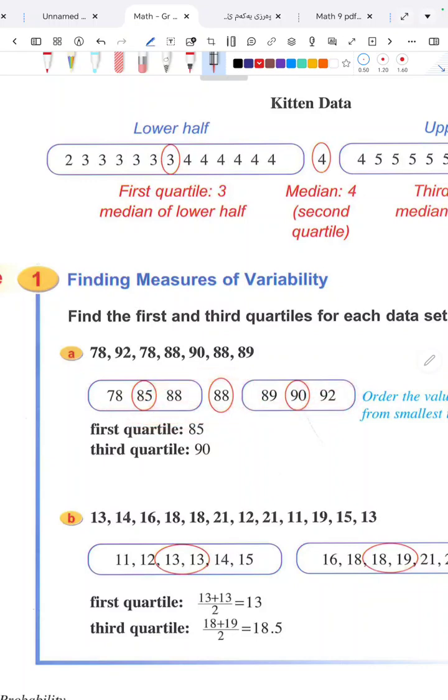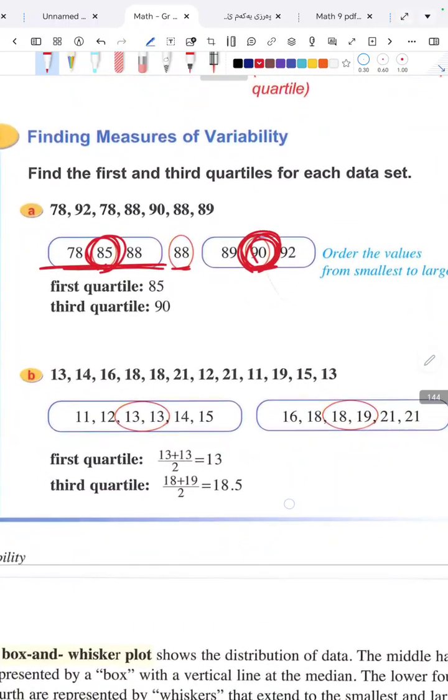So, as you can see here, what's the median? Median is 88. Then this part, it will be lower quartile. Find the median. 85 is the first quartile for this part. So for the other part, which is the upper quartile, find again which one is the median. So it will be the third quartile. 90 is the median for this part. That's why 85 will be first quartile, 88 is median, and 90 is the third quartile.